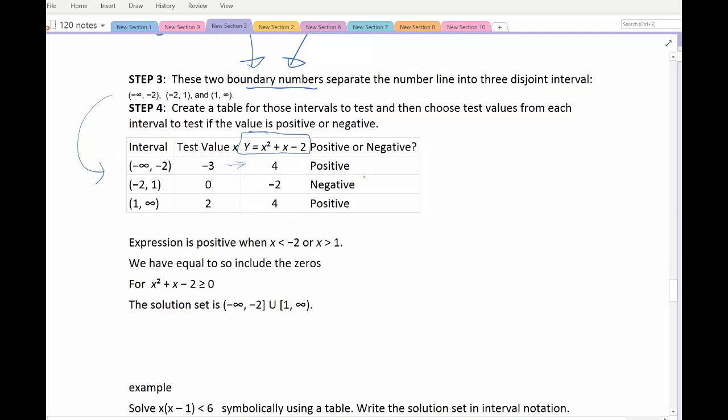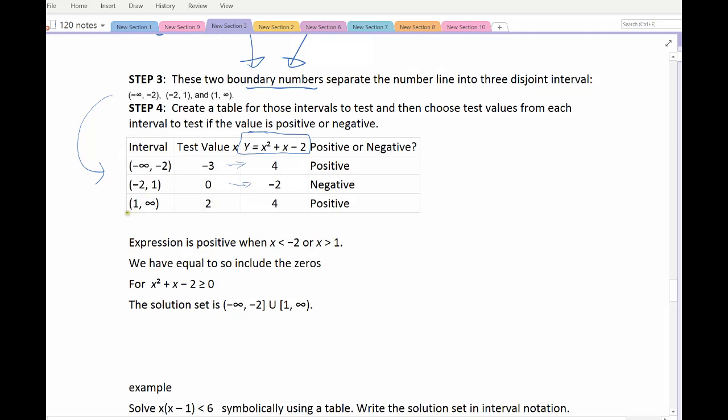All right, then we test between the zeros. 0 is always a good choice, right? 0 lands between negative 2 and 1. You pick any value between negative 2 and 1. Between a negative and a positive, 0 always lands, so it's always an easy number to pick because I can solve that real quick. I plug 0 in, I get negative 2 out, and so that comes out negative.